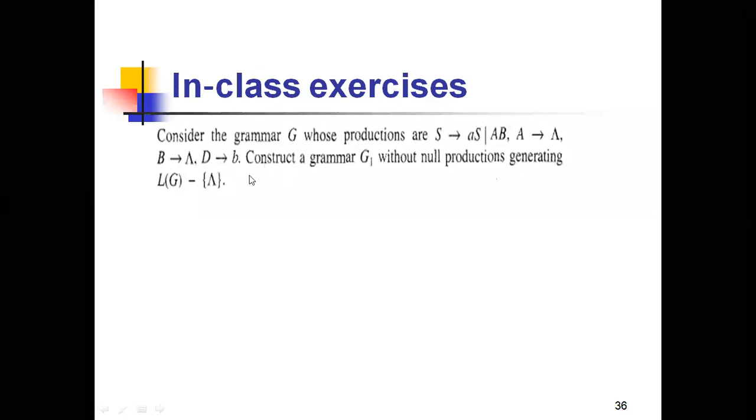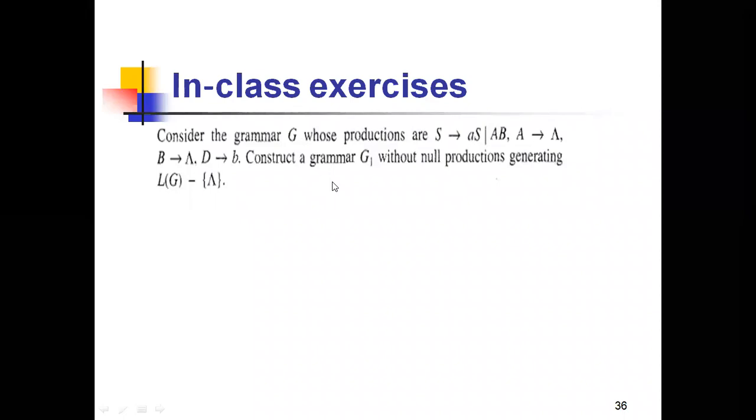And then, after noting down the given grammar, you need to construct the grammar G1 without null productions, generating L of G without epsilon. So please make a note of this example. A tends to epsilon and B tends to epsilon, these are the two nullables, the epsilon production representations. Please make a note of this example.